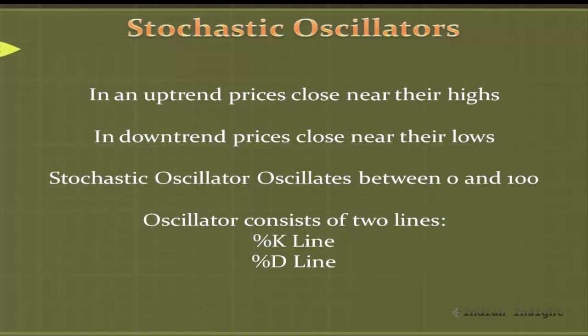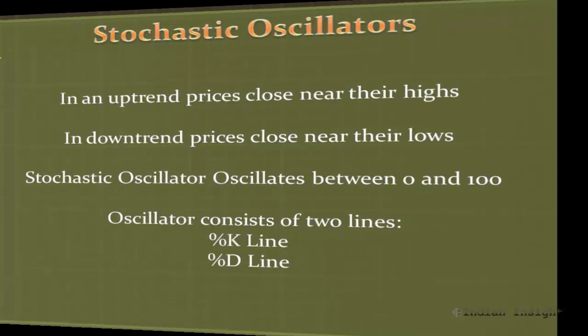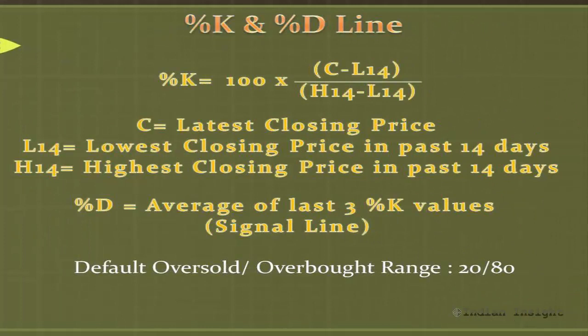The stochastic oscillator oscillates between 0 and 100. The stochastic oscillator also has a default 14-day period like the RSI. The oscillator is composed of two lines. These are the %K line and the %D line. These are calculated by the formulae shown here.